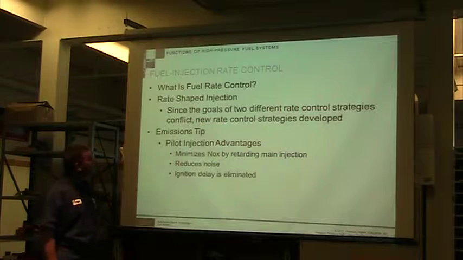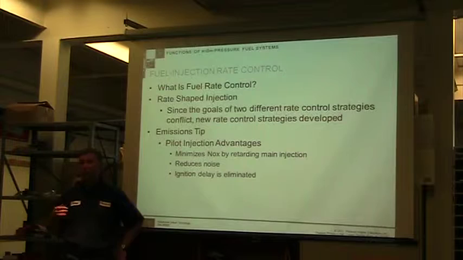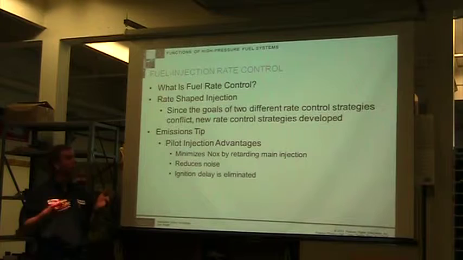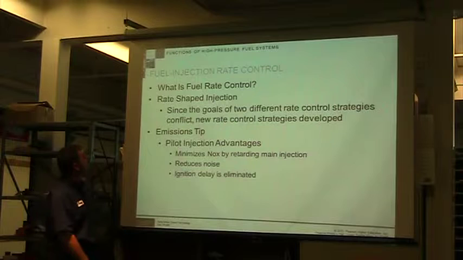So rate control, because with electronics we can give you multiple injections, we can control the rate, we can control the time, we can do multiple times, multiple rates, we can do all kinds of stuff. So rate control is just our ability to adjust all that. So the shape, we say rate shape injection, is because we're going to be changing that rate.